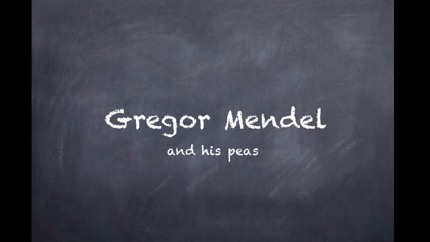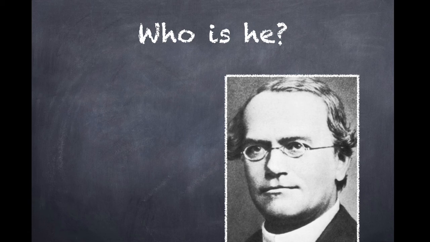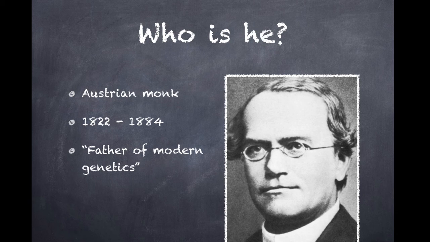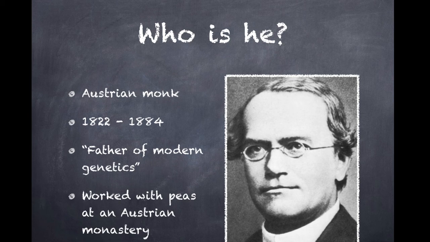Okay, so today we're going to talk about Gregor Mendel and his peas. So a couple of things. This is Gregor Mendel. He was an Austrian monk, who lived from 1822 to 1884, so he's a little over 60 years old when he passed. Mendel is known currently as the father of modern genetics, and he got that title when he worked with pea plants at an Austrian monastery.